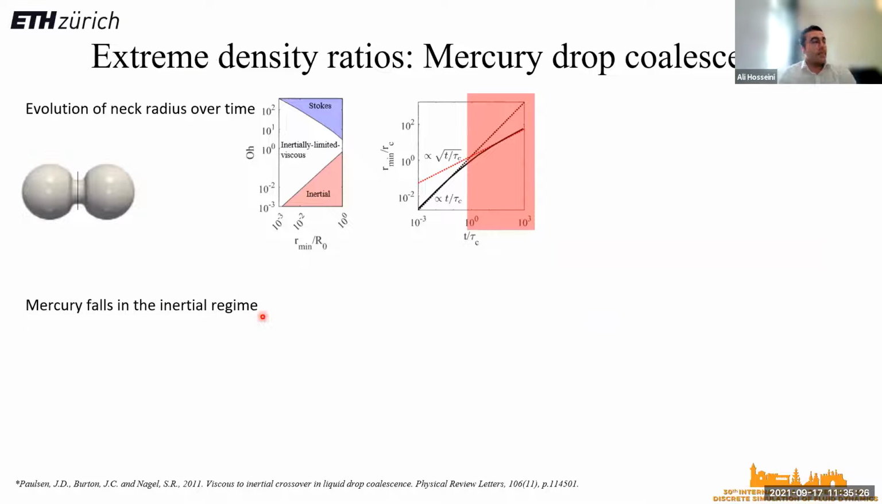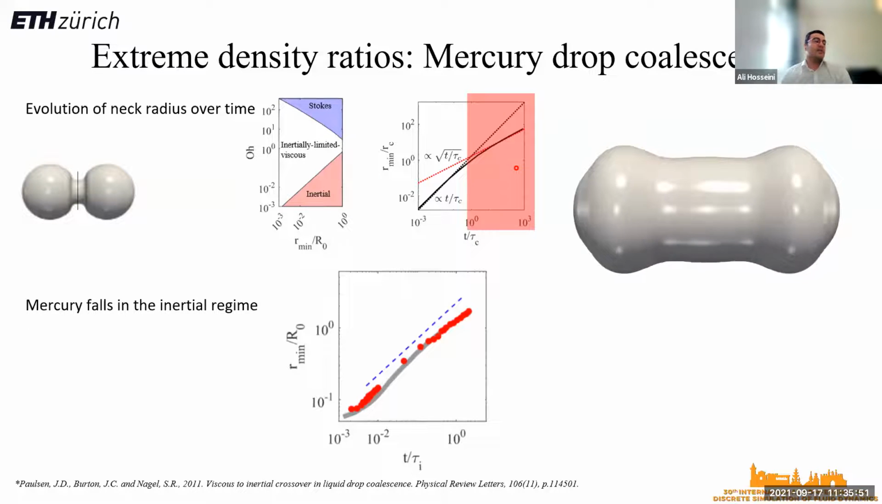And finally, there is a theory characterizing the evolution of the thickness of what you see here between the two drops, which is usually called the neck. The diagram is shown here. If you look at the Ohnesorge number of mercury, it falls in the inertial regime. And in the inertial regime, the theory predicts a square root, or power 1/2, scaling with time.